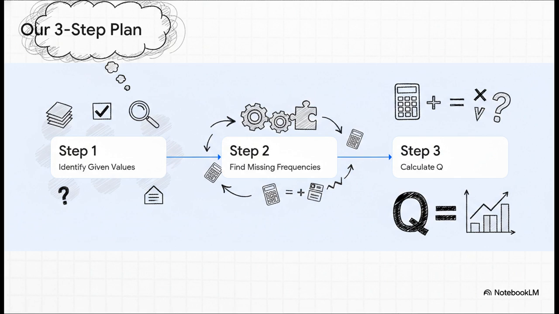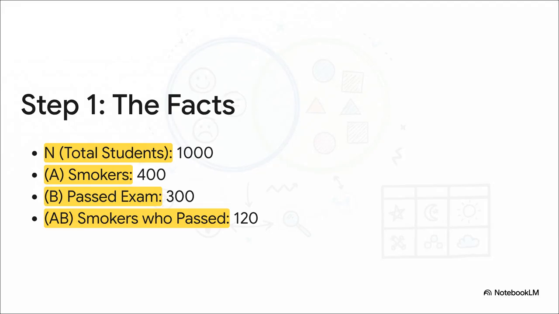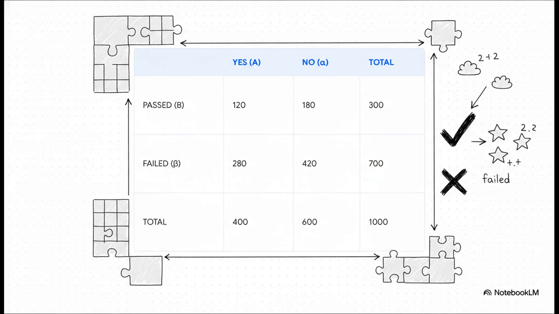Let's do this. Okay, here are the facts of our case. We've got 1,000 students total. We know 400 of them are smokers. We'll call that A. We know 300 of them passed the exam. We'll call that B. And here's the crucial piece. We know that the group with both attributes, smokers who also passed, is exactly 120 people. So let's organize our data in this handy little grid to see the whole picture.